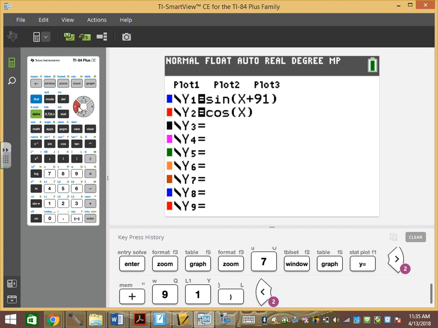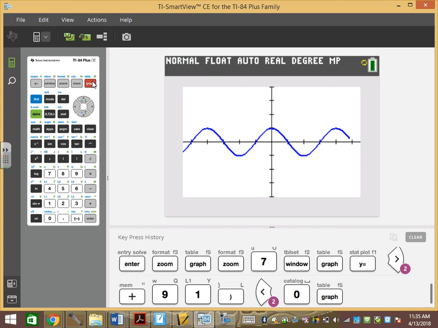Oh, that's 91. Don't know why I did that. Okay, then we're going to press graph. There's the blue one. There's the red one.